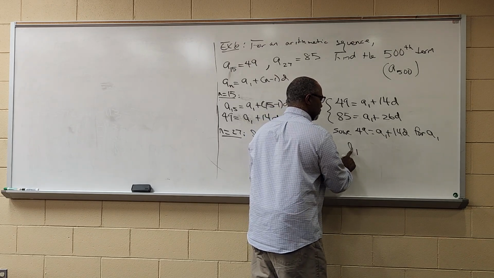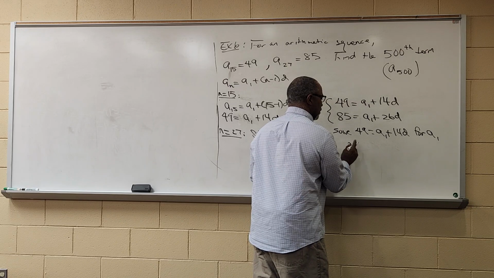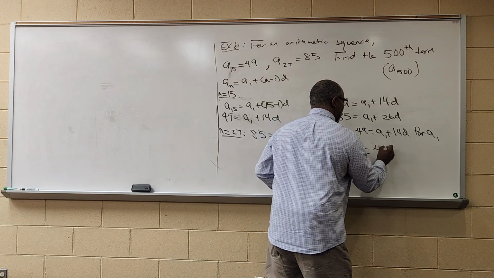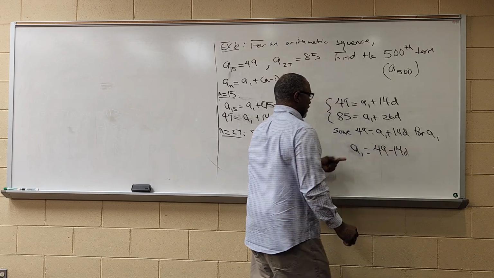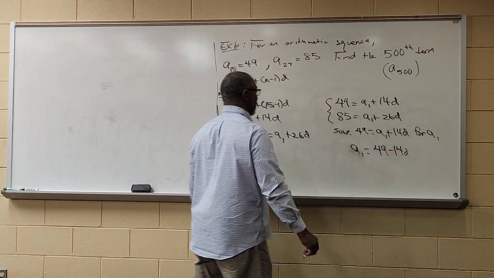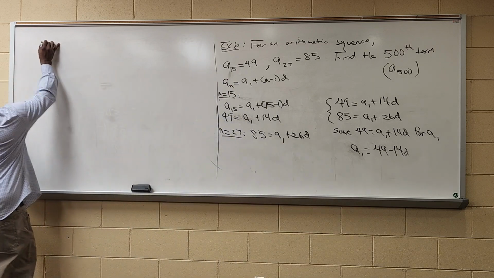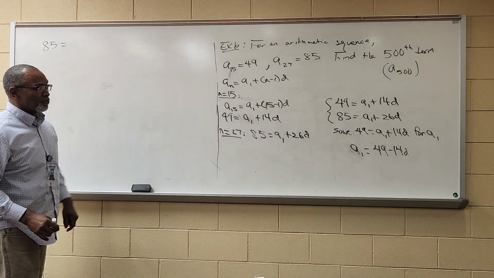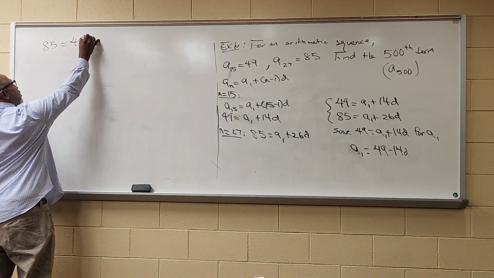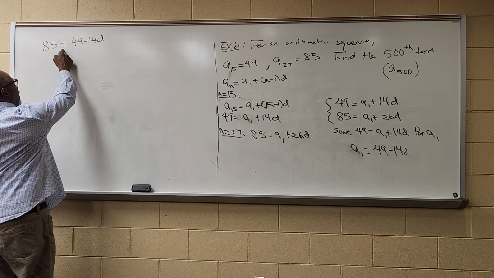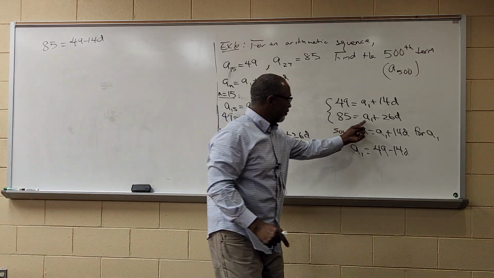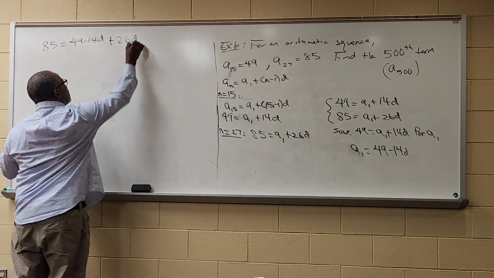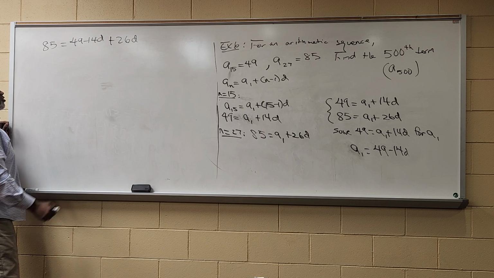So A1 equals 49 minus 14D. Now I'm going to take that value and substitute it into the second equation. So 85 equals A1, but I know what A1 is now. It's 49 minus 14D. So 85 equals A1 plus 26D. Now I've got an equation with one unknown I can solve.